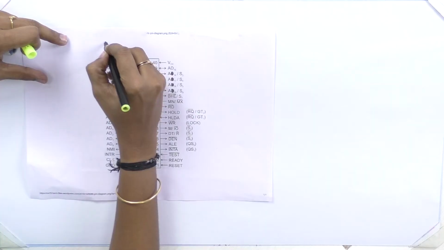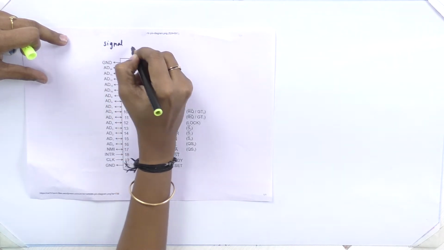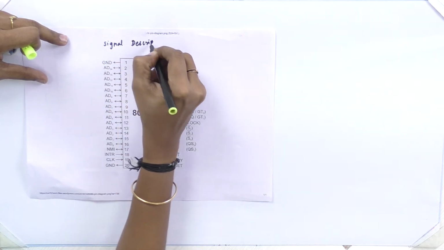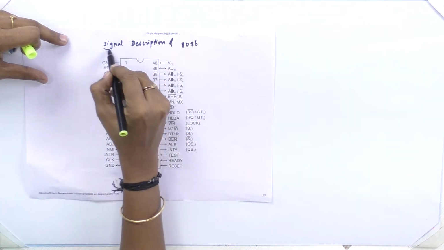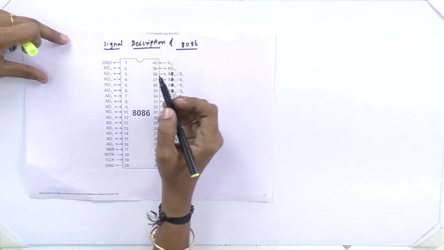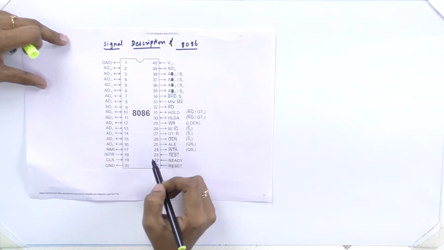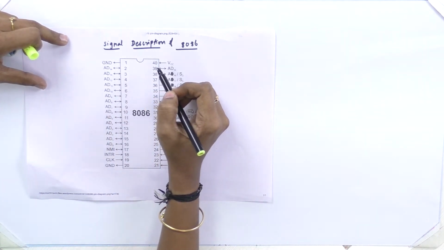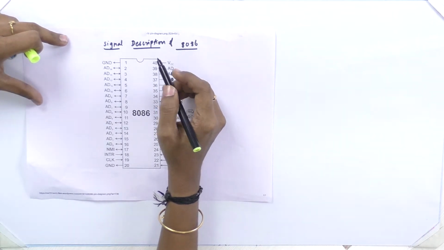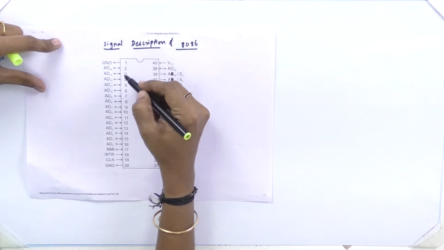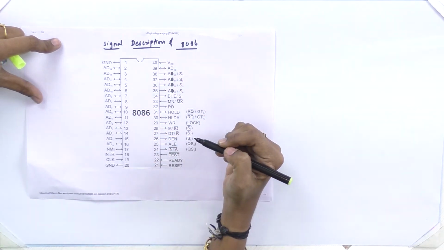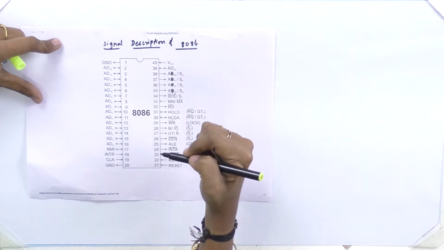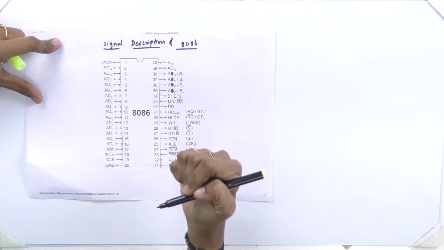Now let us discuss each and every pin function. So this is the signal description of the 8086 and it is a 40 pin DIP. DIP refers to dual inline package, and on the left side there are 20 pins configured from top to bottom fashion, and on the right hand side there are also 20 pins and they are configured from bottom to top fashion.